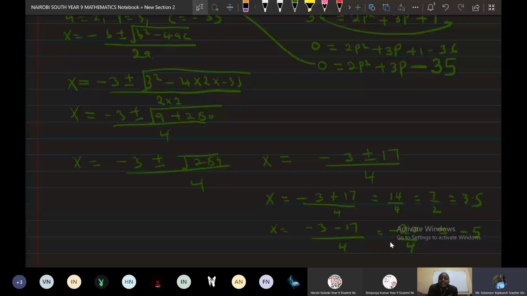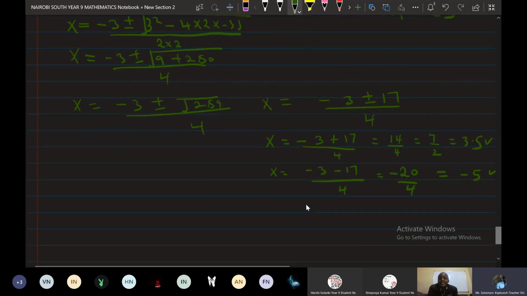Yeah, correct. But our interest is the positive value. Yeah, we are dealing with measurements. Yes, sure. That is the point. So our value of X will be 3.5. But now, since we are not dealing with x, it was p. We shall say p equals 3.5, Mr. Solomon. I think the formula is always in terms of x, but the question was in terms of p.